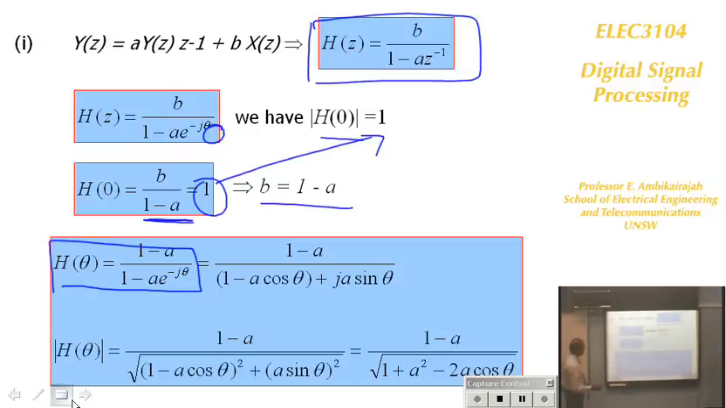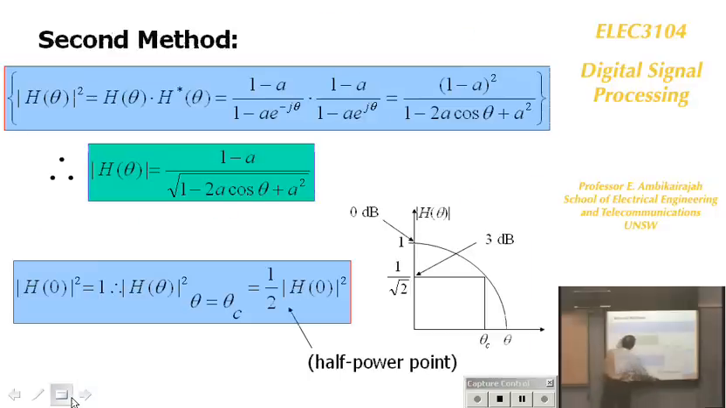minus J theta). Now, if you want to find out the magnitude response, you convert it into real part and imaginary part, and then take the magnitude: the square root of real squared plus imaginary squared. If you simplify, sine squared plus cos squared is 1, and you will end up with this magnitude response. So, to calculate 3 dB, you first get the magnitude response. Once you have it, you can then plot it. However, I would like to show you another method of calculating the magnitude response.